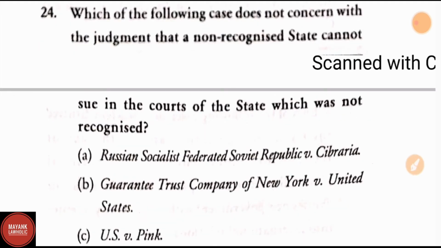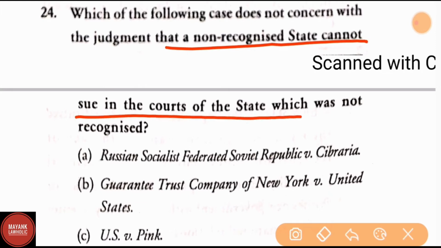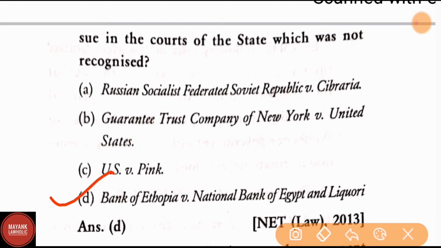Question number 24. Which of the following cases does not concern the judgment that a non-recognized state cannot sue in the courts of the state which did not recognize it? The correct answer to this question is Bank of Ethiopia versus National Bank of Egypt and Liquori.